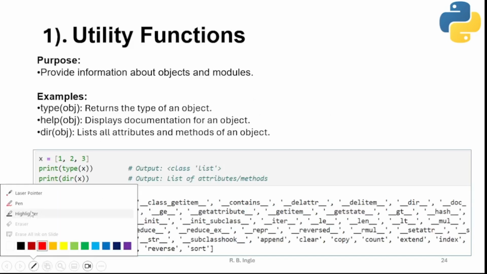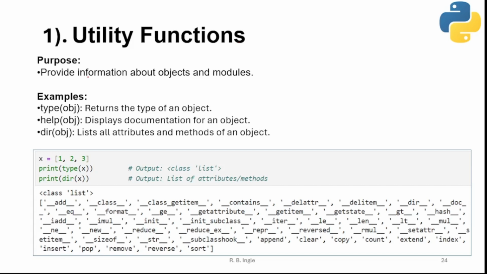First one is utility functions. These functions are used to get information about the object that we have created. It will give you information about the type of the data, or it will give you information about the different attributes or methods that are defined for that type of data.